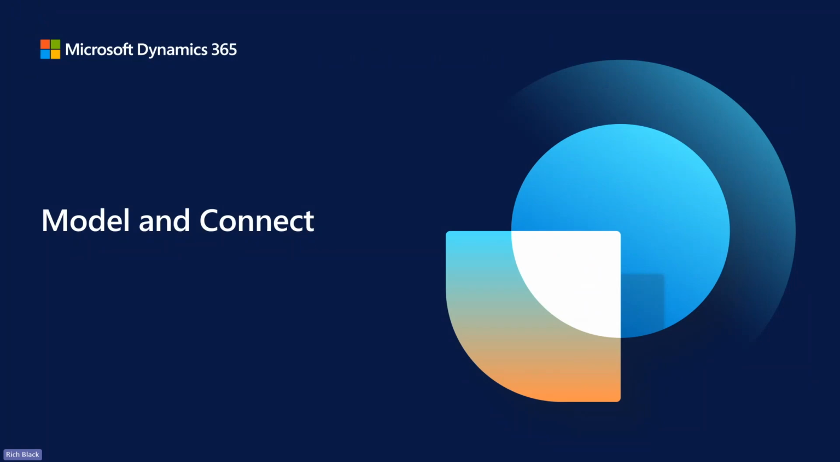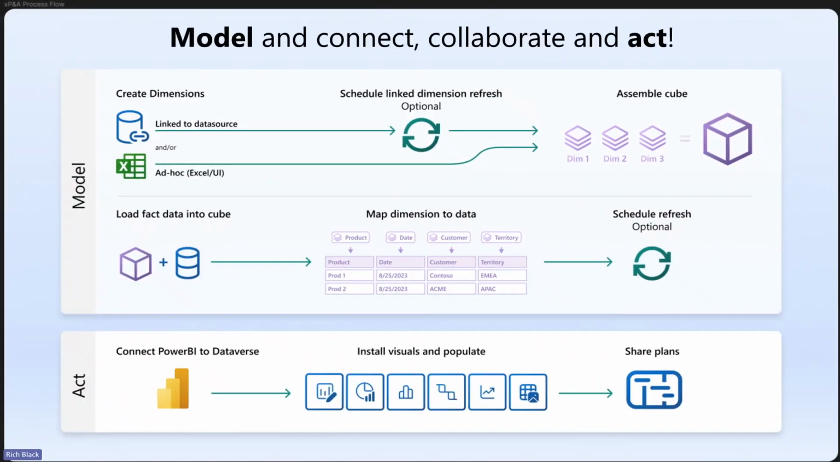So next we're going to review and discover some of the core concepts here for working with business performance planning, including model and connect, and collaborate and act. And I think that this next slide distills some of the aspects of those concepts and provides a helpful depiction of the activities that we need to implement our planning processes.